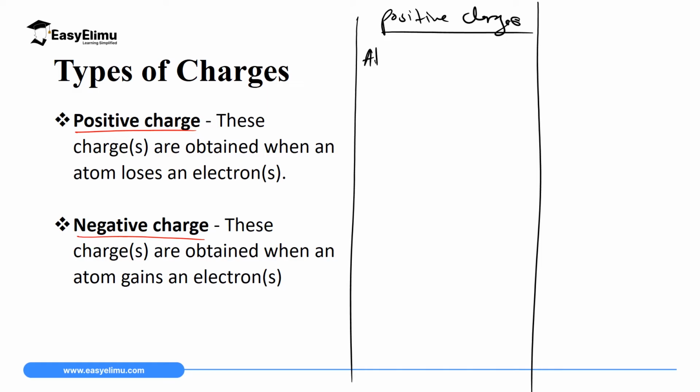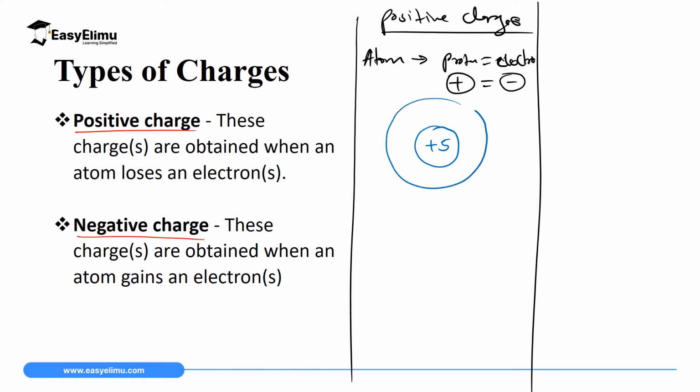So we said for an atom, the number of protons is always equal to the number of electrons. Positives are always equal to the negatives for a neutral atom. So if I have a neutral atom here, like this case, if I can draw, this is the nucleus with 5 positively charged particles, which we call the protons. And then in the energy level, for it to be neutral, positives must be equal to negatives. So we'll have 5 electrons.